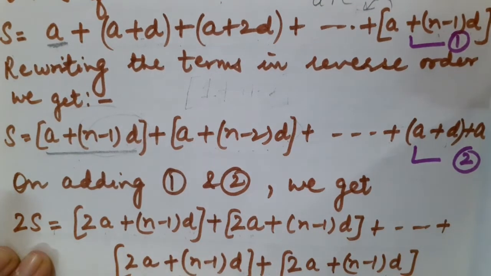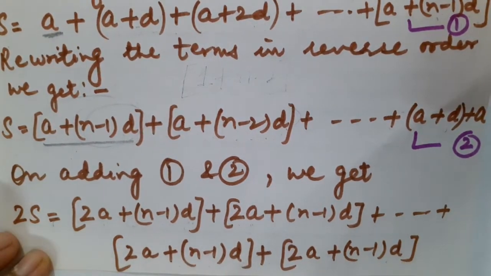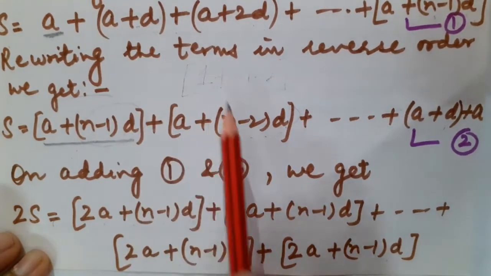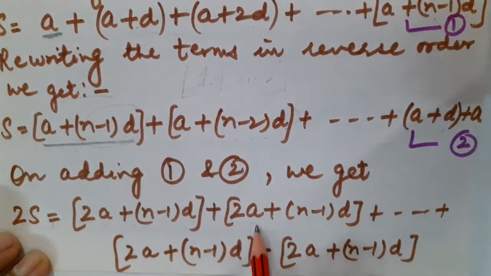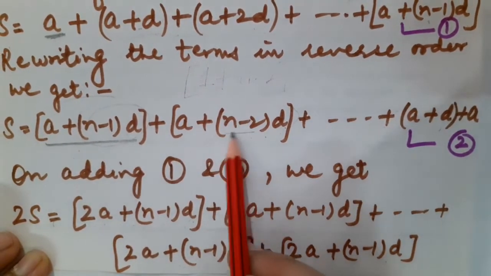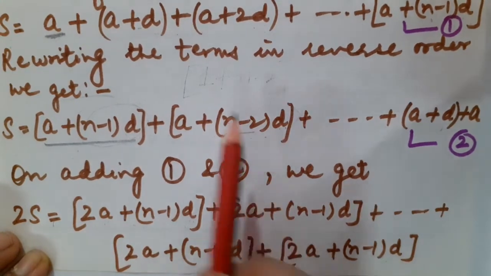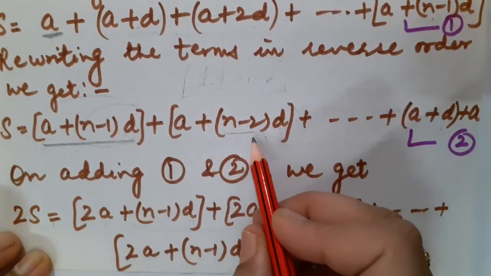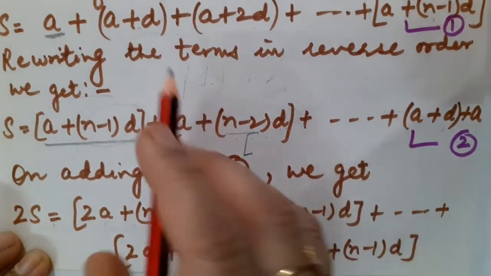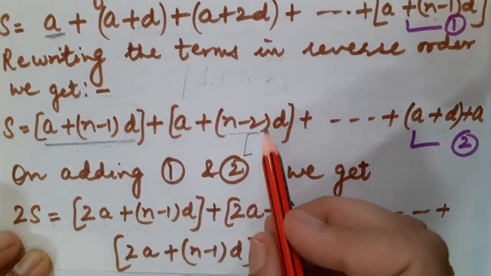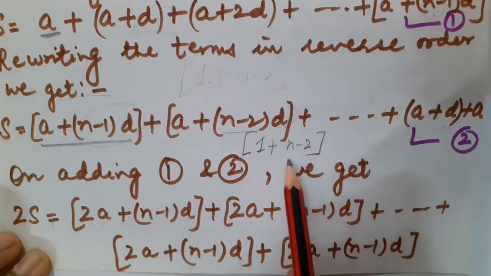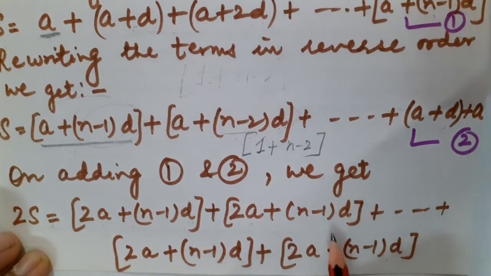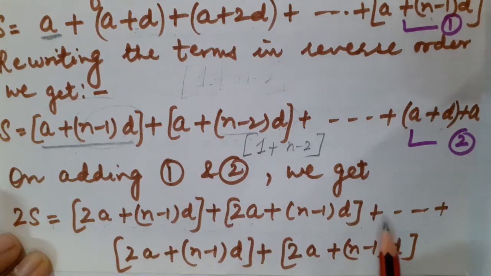Correct, students? Now let us add the second term of both sums. So A plus D must be added to A plus n minus 2 into D. A plus A will become 2A, plus this is n minus 2 into D, this is 1D, taking D as common. So what would be left inside the bracket? Here the numerical coefficient of D is 1. This is 1 plus n minus 2. It would become n minus 1 only. Correct, students? So this is n minus 1 into D and so on.